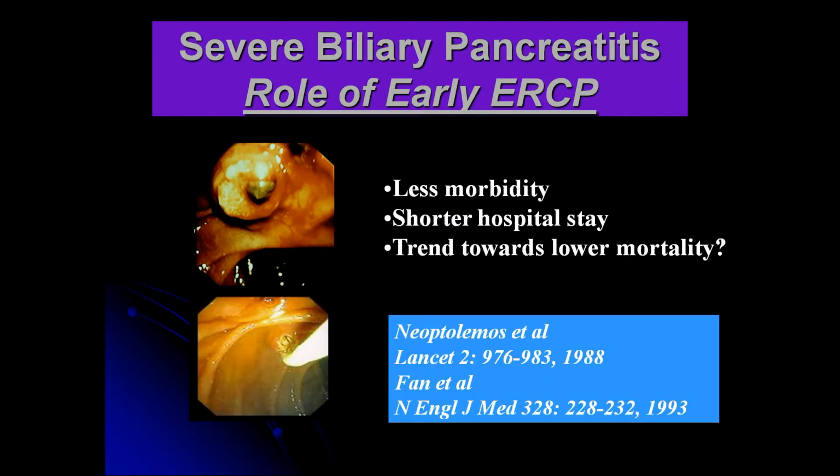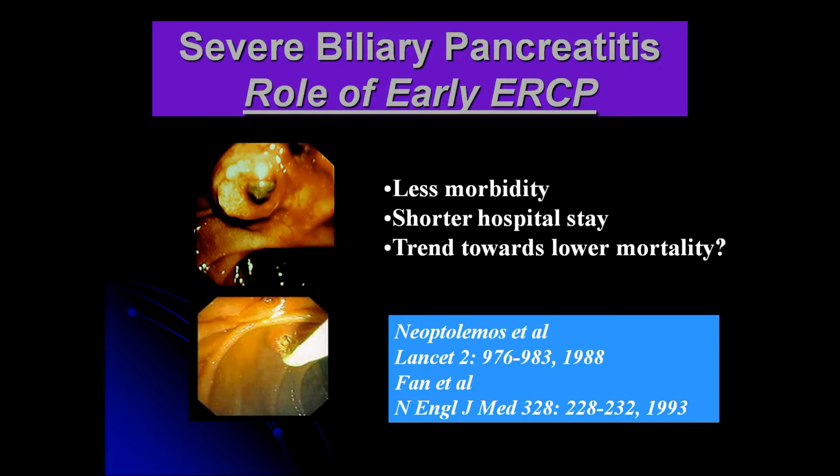Next slide. So when it comes to the discussion of the role of early ERCP in case of severe biliary pancreatitis, there are a couple of papers in support of early ERCP. One from Neoptolemos and another is Fan et al. And both say that ERCP has less morbidity, shorter hospital stay, and also minimizes the mortality, especially in patients with biliary pancreatitis and severe jaundice or sepsis.